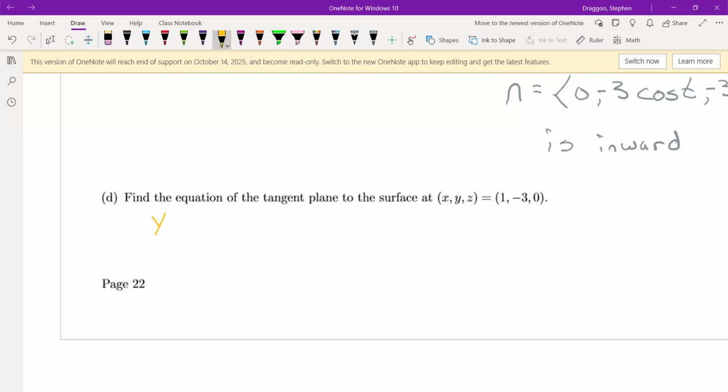I'm going to instead focus on the y component. I know that the y component of my point is -3. And from my surface equation, I know that the y component was 3 cosine t, which means my angle is pi. Right? If cosine t is equal to -1, then my angle should be pi. And that's going to get me a normal vector of 0, -3, 0.